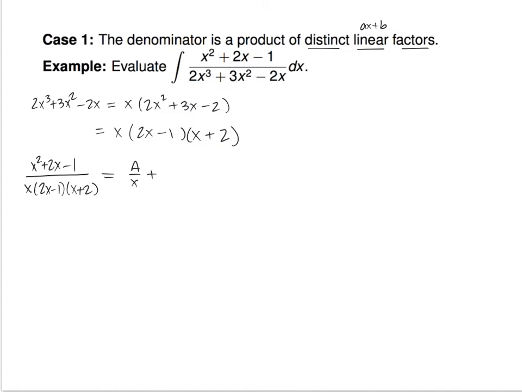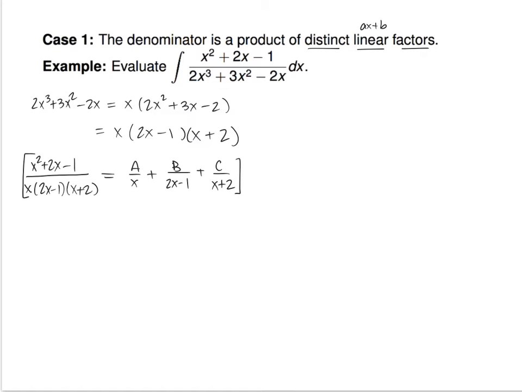What's the next factor? 2x minus 1, so it'll be b over 2x minus 1. And the last one is c over x plus 2. So before you get to this step, would it be a good idea to factor the numerator and see if anything cancels? Yes, that would be a good idea, but I think it's pretty much never going to happen. If you had factors that canceled out, then you should do so, but I have not seen a problem yet for which that occurs.